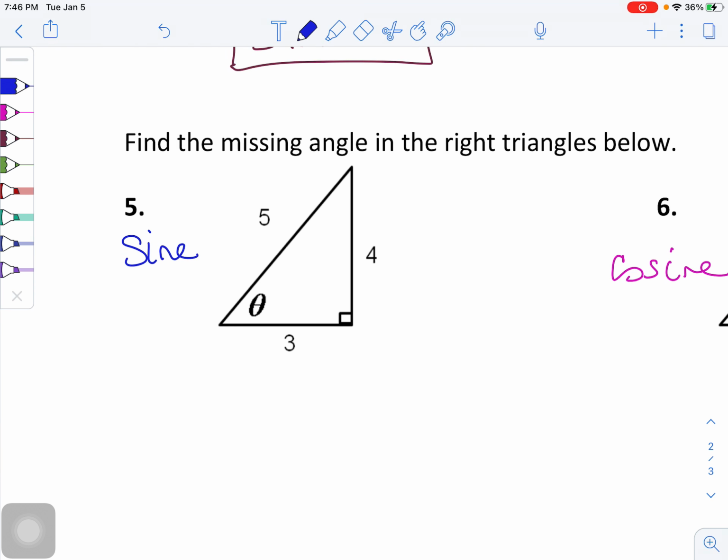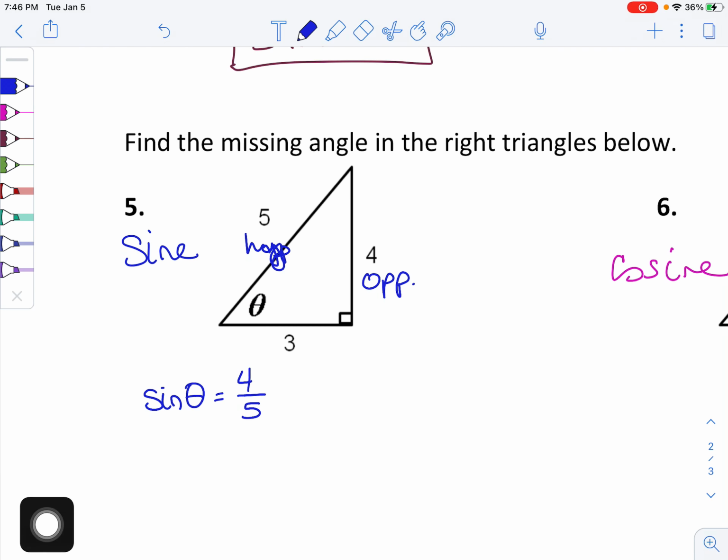So for sine, we know we want to talk about the opposite side and the hypotenuse. There we go. And so when we set this up, we would say the sine of theta is equal to opposite over hypotenuse. Now, in this case, it's not going to be terribly helpful to cross multiply because x isn't over here. We're trying to figure out what theta is. And so to find theta, I need to get rid of sine.